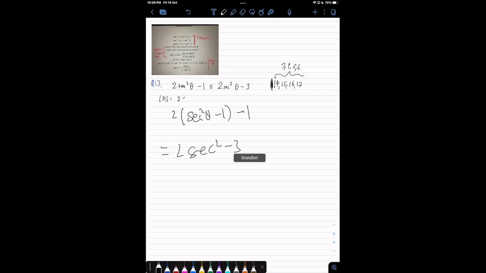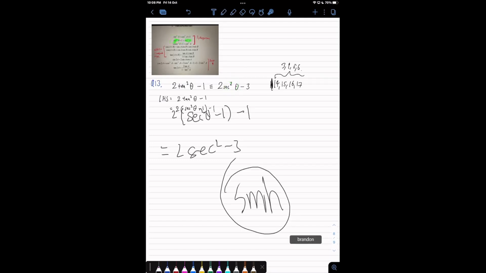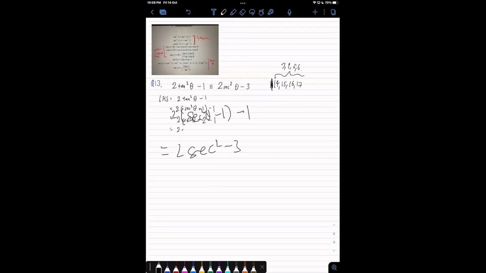LHS equals, let me just copy down what you're writing. Substitute the tangent square with secant square minus 1, right? Why do you want to do that? Because you see secant square here, and you look at formula list A, tangent square is related to secant square. So tangent square replaced with secant square minus 1, multiply out, you get 2 secant square theta minus 2 minus 1. What's minus 2 minus 1? It's just minus 3, right? So it equals the RHS, and then you are done. Easy, right?